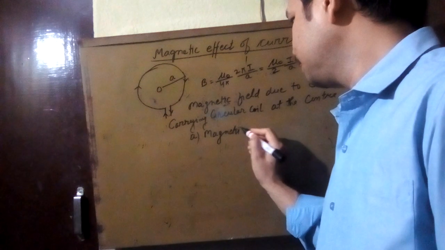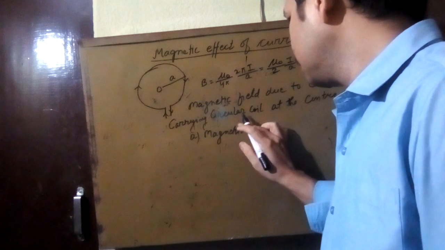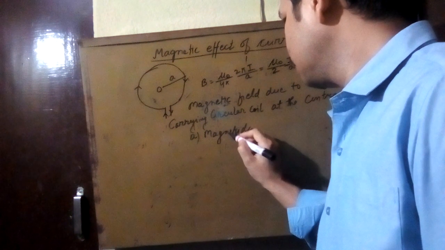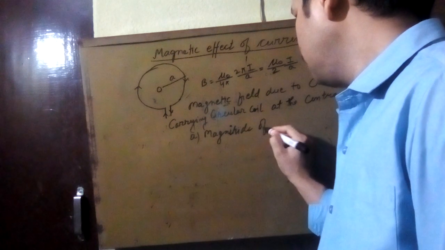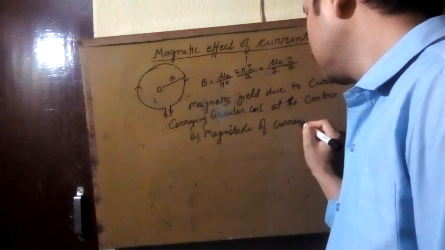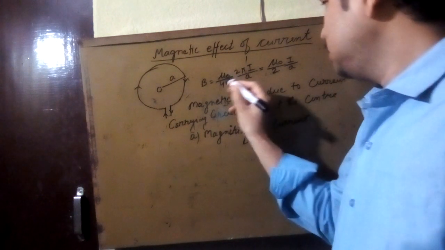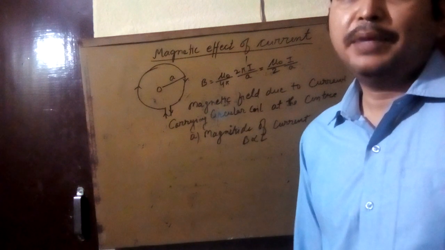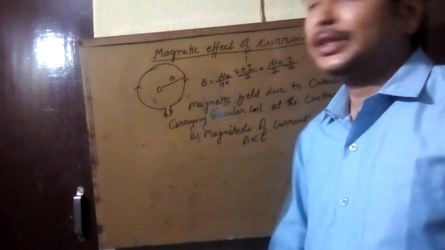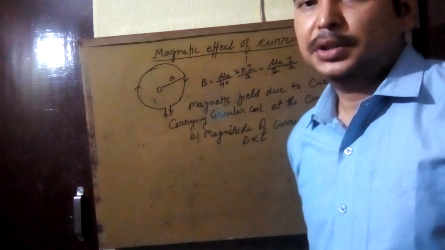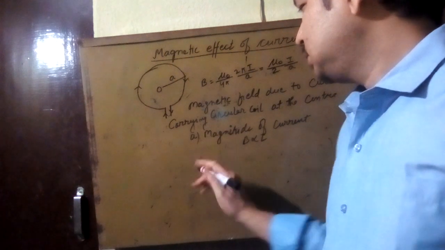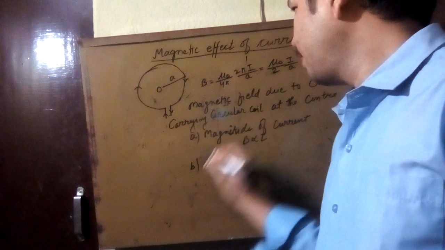Magnitude of current. You can see B is proportional to I. It means if you increase the current, the magnitude of magnetic field at this point also increases. If you decrease it, the same, vice versa.